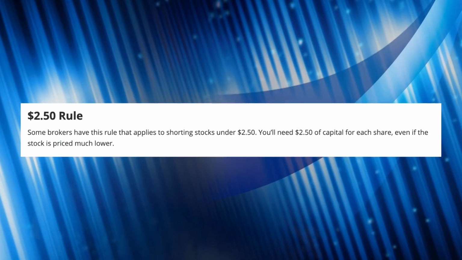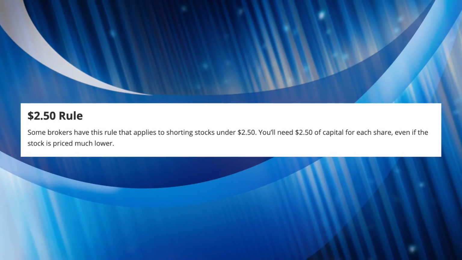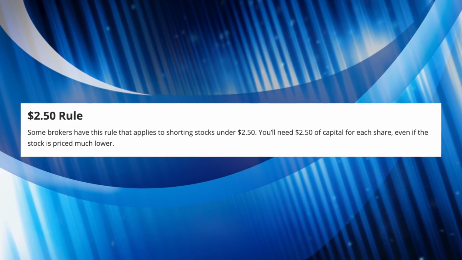Now, one other rule that I wanted to mention involves shorting penny stocks. There is a rule that you have to have $2.50 of collateral in your account for every share of a stock that you are shorting. Which means that if you're shorting a stock that is 10 cents, you're not going to be able to short very many shares of that stock. If you have a 10,000 share position of a 10-cent stock, that's only a $1,000 position, but you need to have $25,000 in your account to be able to short those 10,000 shares.